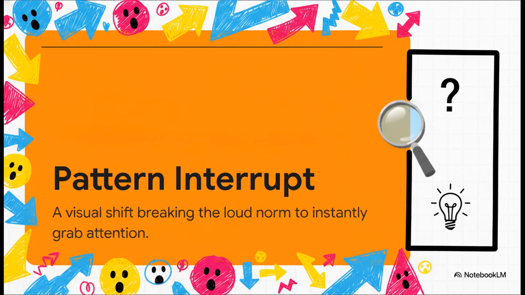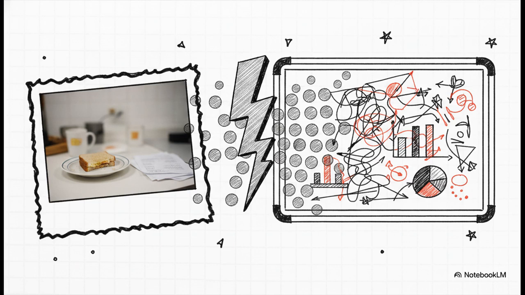Before we hit the next 2 formats, we've got to understand a vital psychological concept: the pattern interrupt. The internet is incredibly loud. The homepage is just flooded with bright colors, massive arrows, and shocked faces. A pattern interrupt is a visual shift that violently breaks that cluttered norm, essentially forcing the brain to pause and take a look. And here is exactly how the candid shot and the whiteboard diagram act as massive pattern interrupts.